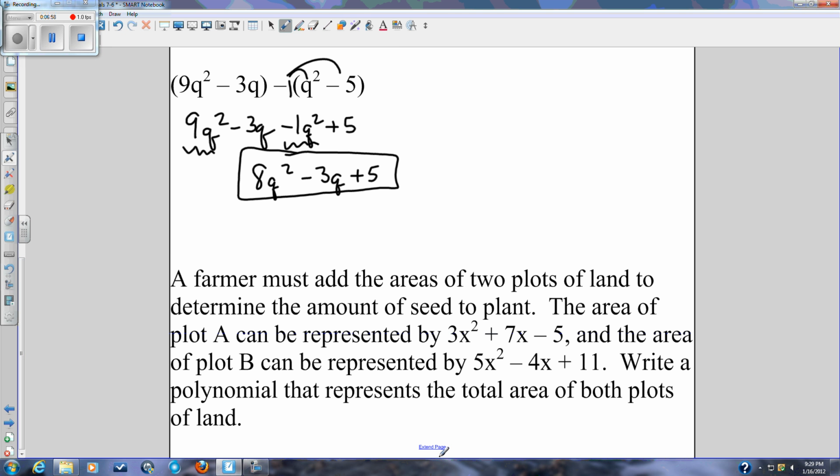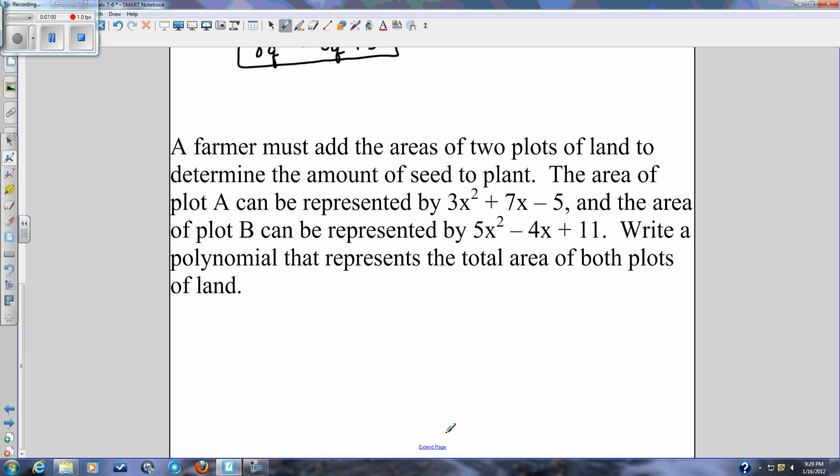Now, our last problem, it says a farmer must add the areas of 2 plots of land to determine the amount of seed to plant. The area of plot A can be represented by 3x squared plus 7x minus 5, and the area of plot B can be represented by 5x squared minus 4x plus 11. Write a polynomial that represents the total area of both plots of land.